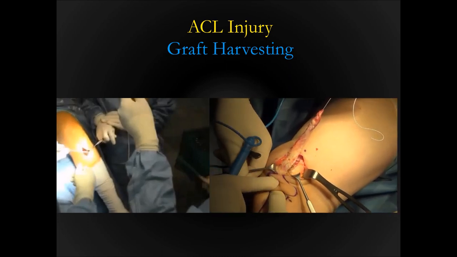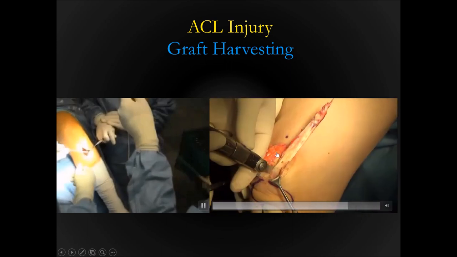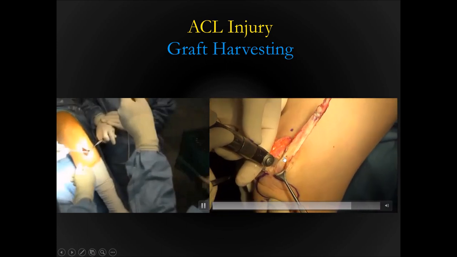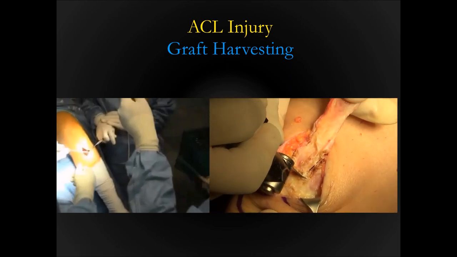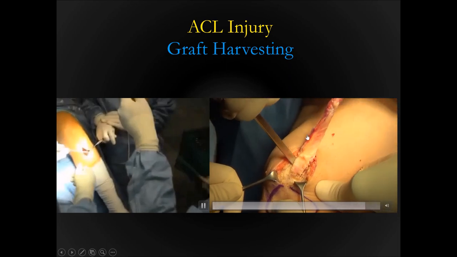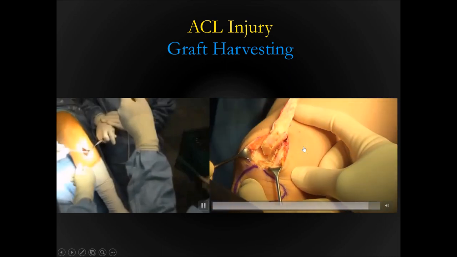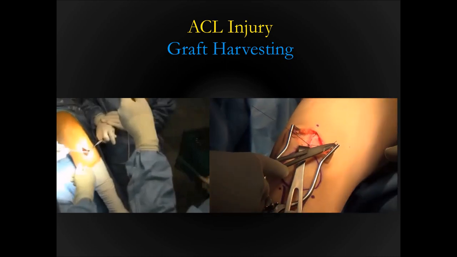Okay, so this is the quadriceps tendon. Okay, it's quite long. We take the quadriceps with the bone because if you have the bone attachment, they have a better chance of healing, and it also makes the graft longer. Okay, this is the quadriceps tendon. Okay, so you take this graft to replace the ACL.